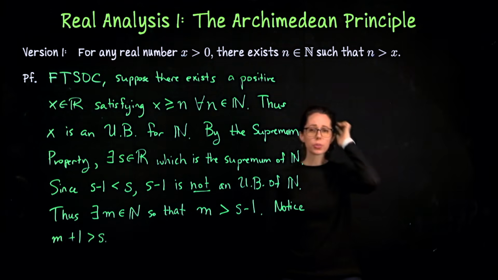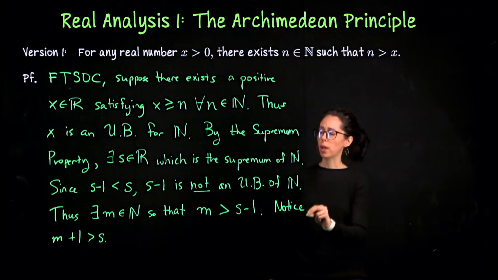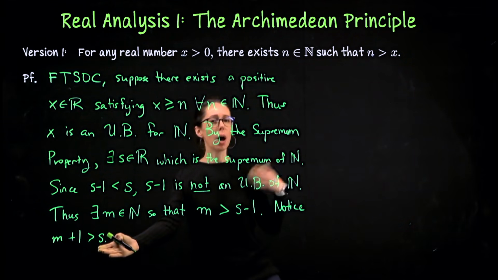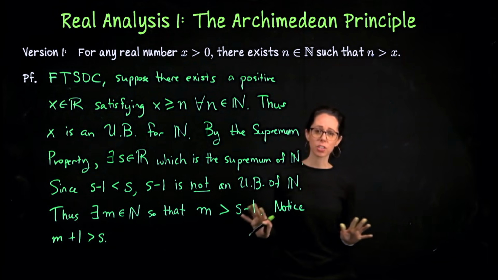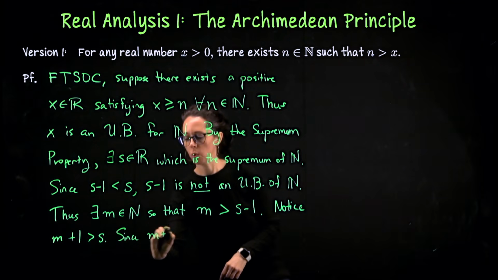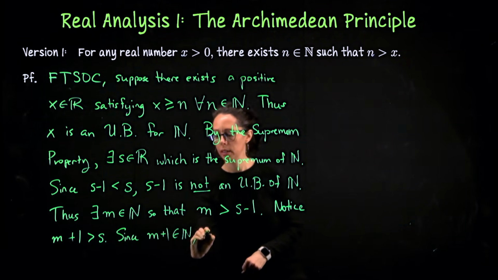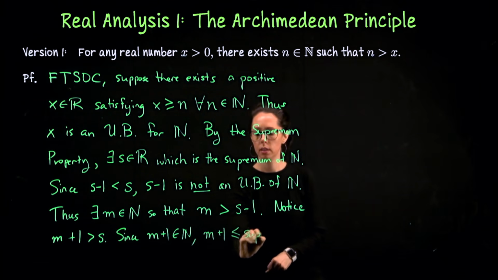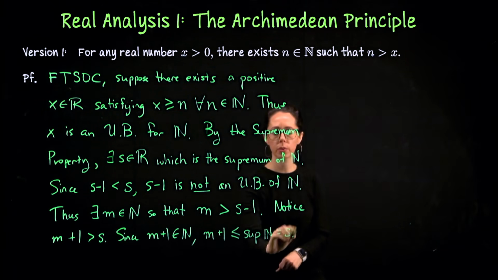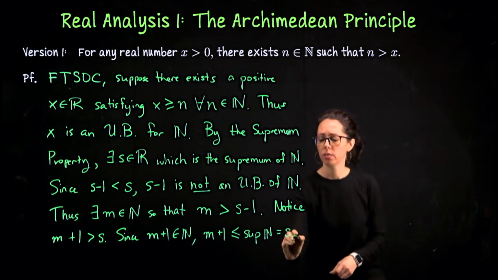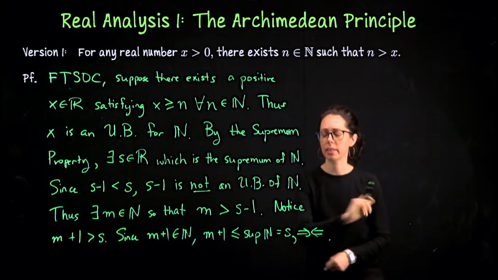Notice, natural numbers are closed under addition, so m plus 1 is also a natural number. But now we're saying that m plus 1 is a natural number strictly greater than an upper bound for the set of natural numbers. That's a contradiction. Since m plus 1 is a natural number, m plus 1 is less than or equal to the sup of natural numbers, which equals S. So I've kind of written contradictory sentences literally right next to each other. So let me just wrap it up, say that we've reached our contradiction.